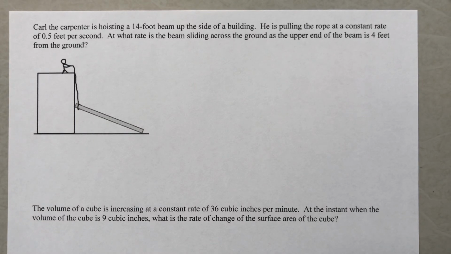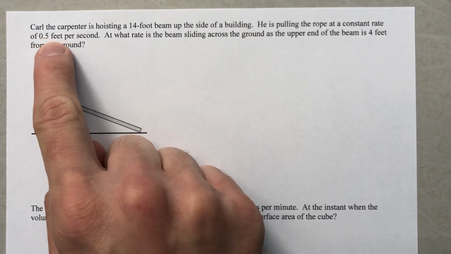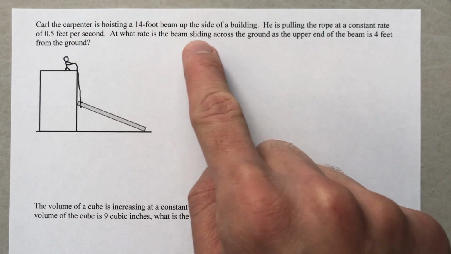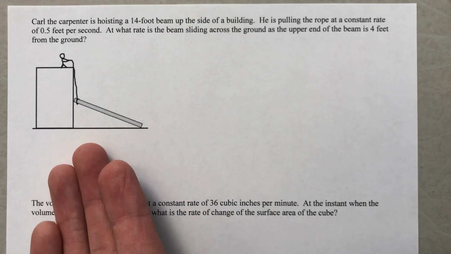Carl the carpenter is a stick figure, and he's hoisting a 14-foot beam up the side of a building. He's pulling the rope at a constant rate of 0.5 feet per second. At what rate is the beam sliding across the ground as the upper end of the beam is 4 feet from the ground? What? Okay, I hope you noticed the triangle here.